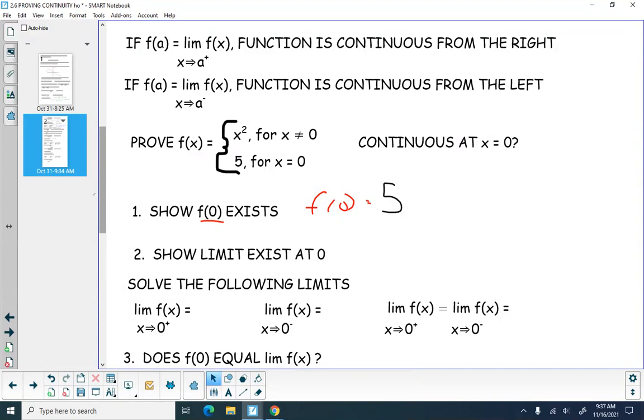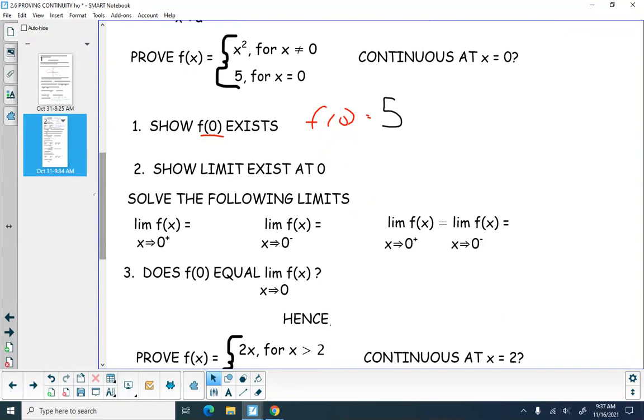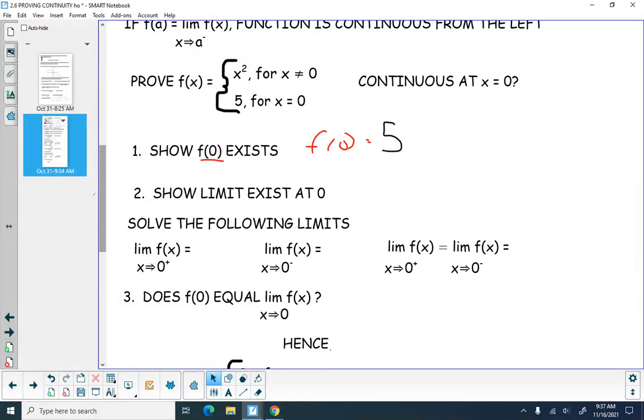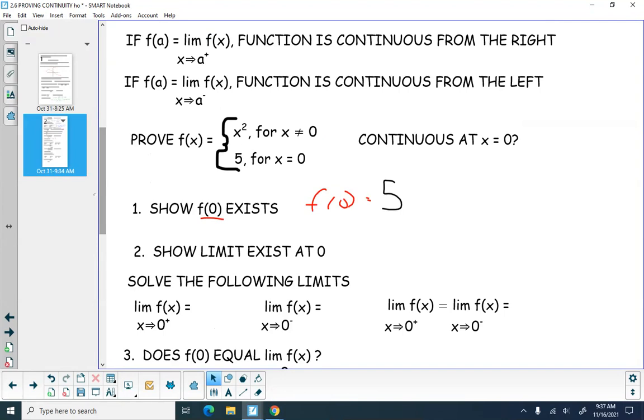So we need to show the limit exists. So we take a look at our function value, our limit as we approach 0 from the right and the limit as we approach 0 from the left. As we approach 0 from the right, what is our limit?